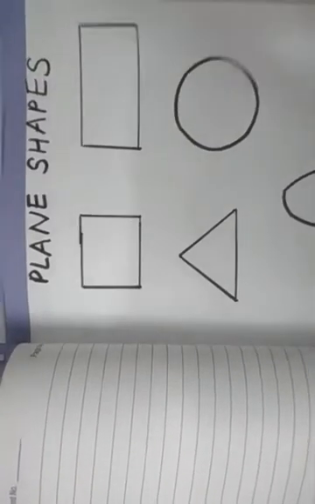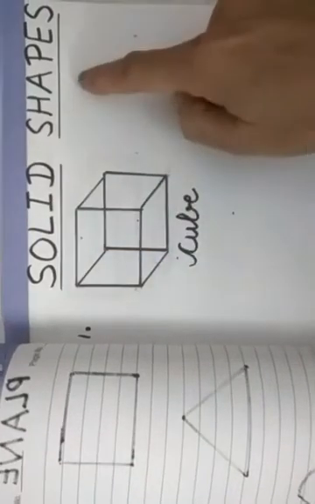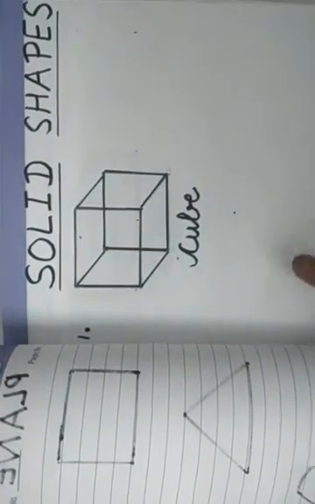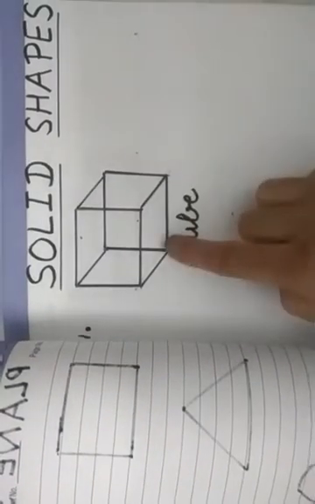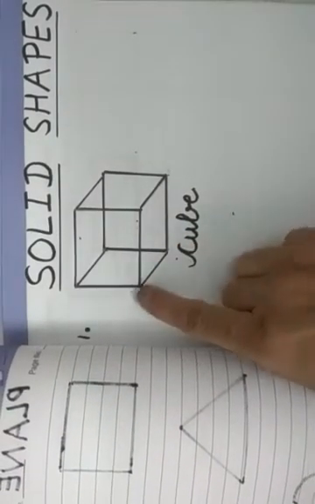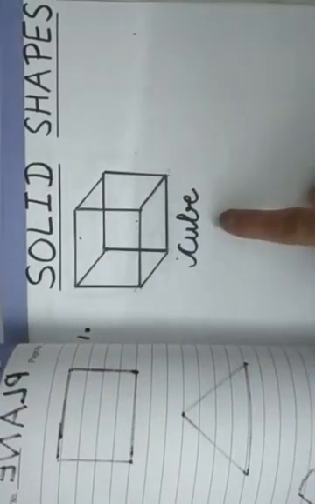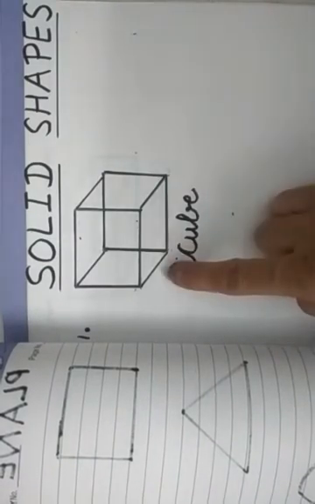Now, today we are going to discuss solid shapes. But what is the meaning of solid shapes? Solid shapes are shapes that have length, breadth and height. So, first we will discuss the cube. Now, this is a picture of a cube.